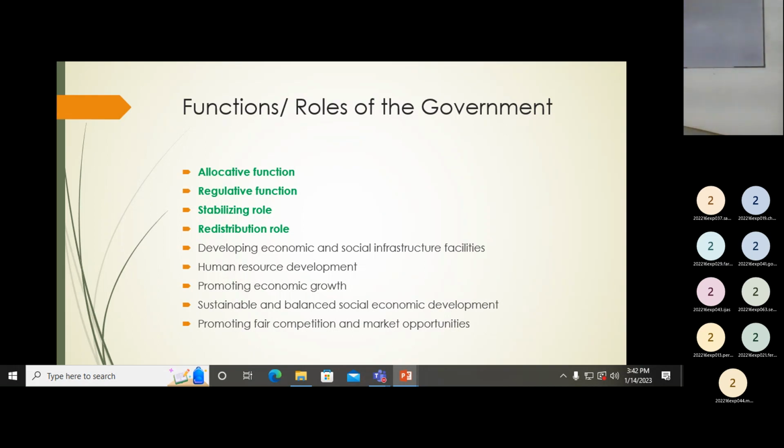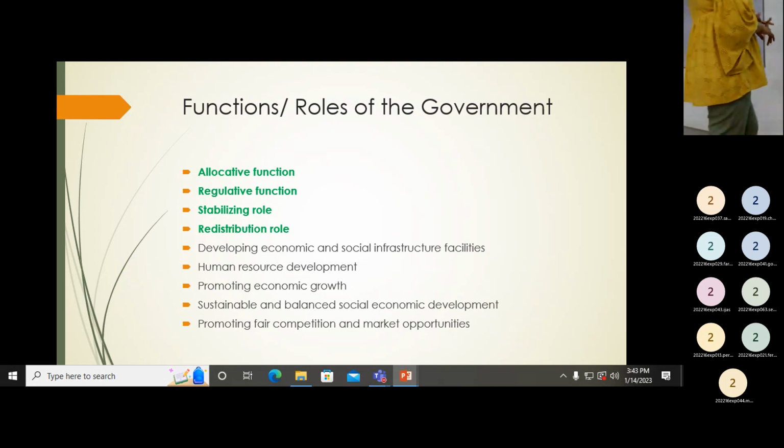Other than that, they also have these responsibilities, right? Developing economic and social infrastructure facilities, right? Make sure that you continuously improve the infrastructure within the country. So infrastructure doesn't mean only buildings, roads and ports and things like that. Here they mention economic and social infrastructure. So it can be tangible as well as intangible infrastructure. They have to make sure they develop those aspects, right?